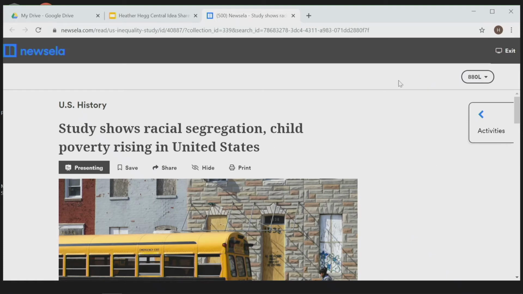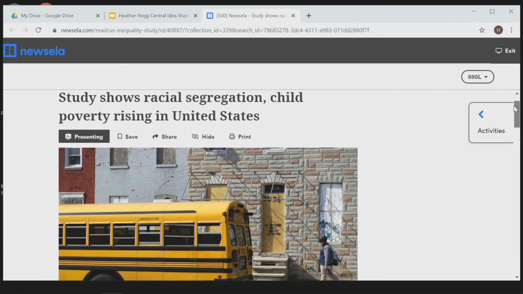All right, so what do we need to do first? Let's go ahead and look at the title and look at the headings. So the title says, Study shows racial segregation, so splitting people up by their race, and child poverty rising in the United States. So two things are rising in the United States. Rising, getting higher, more of it.